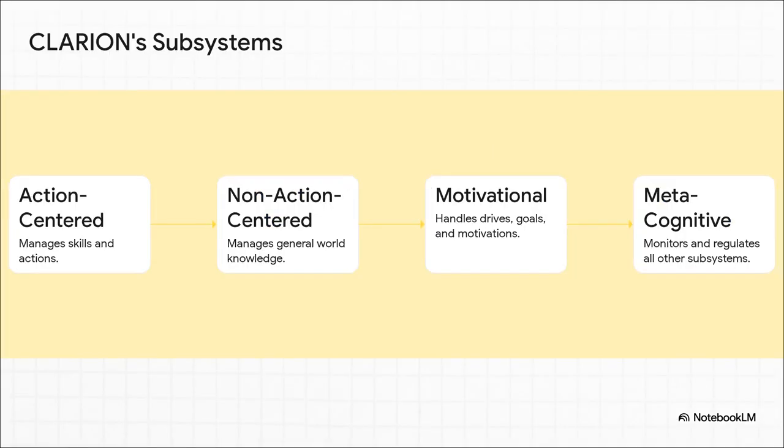And Clarion organizes all of this into four key jobs. You've got an action-centered system for skills, a non-action-centered system for what we know about the world, a motivational system for our goals and what drives us, and then, on top of it all, a metacognitive system that's like the manager, just keeping an eye on everything else.